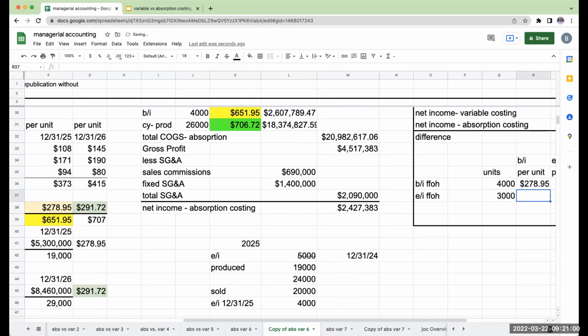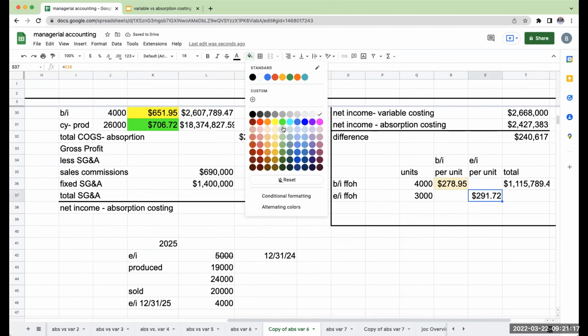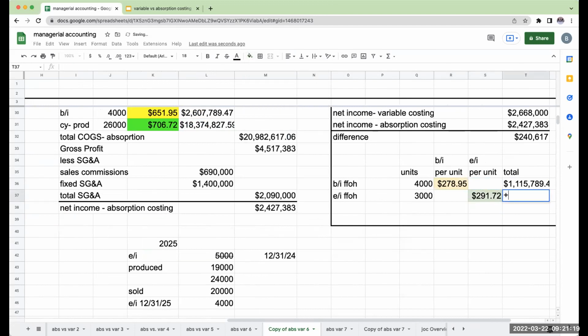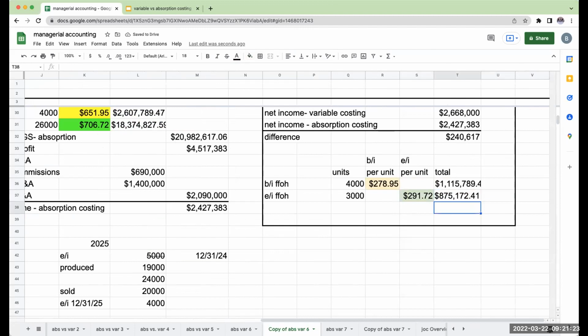And remember, these costs for the ending inventory are not being expensed in the current period. So the per unit is going to be 291.72, and my ending inventory fixed factory overhead is going to be 875,172. When I subtract these two numbers, I get to the number that I had up here.